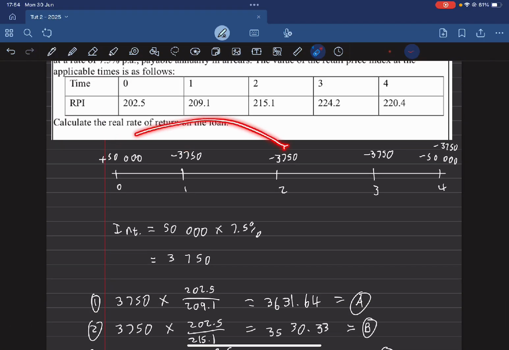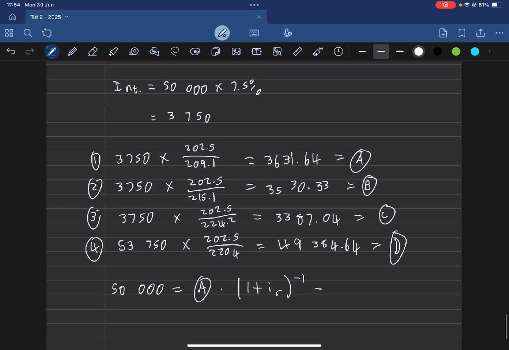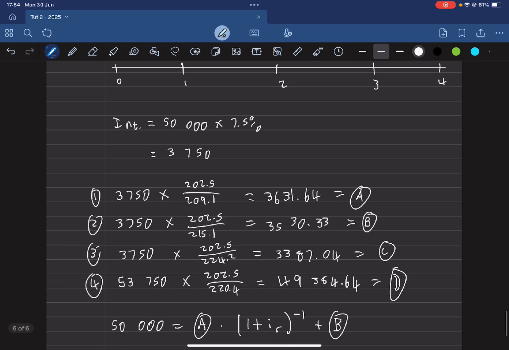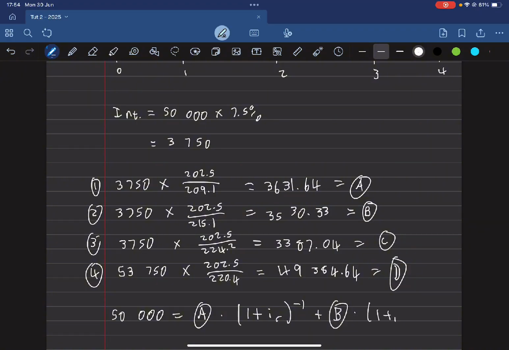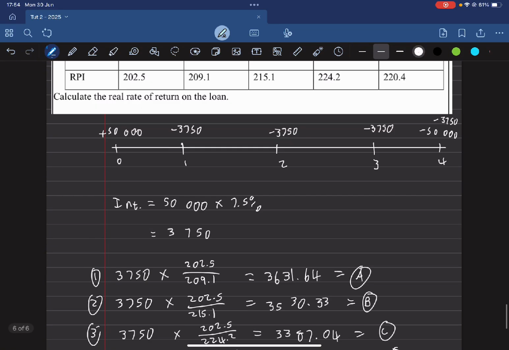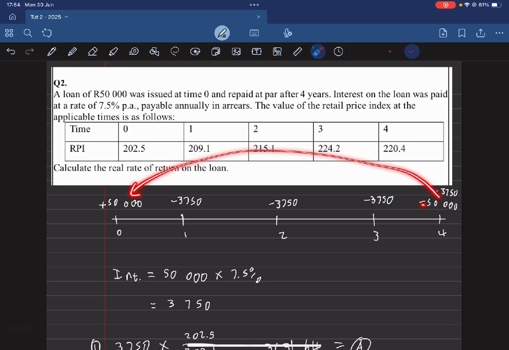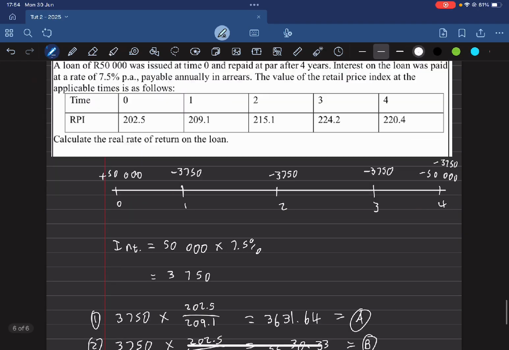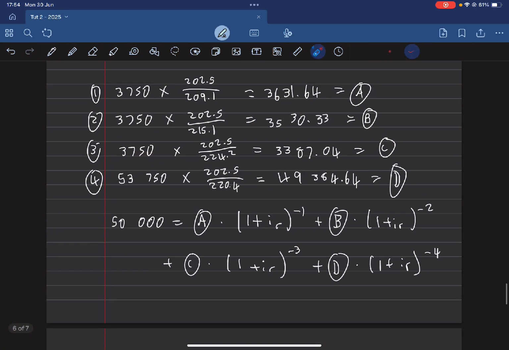Now with this one, we're going to have to discount it 2 years, so it'll be very similar. It'll be plus B, because that's the real value of this one, multiplied by 1 plus your real interest rate to the -2, plus C, multiplied by 1 plus i_R. We have to discount this one 3 years, plus D, multiplied by 1 plus i_R to the -4, because we're discounting both of these 4 years: 1, 2, 3, 4. Cool. So this is our equation of value. And now we just need to solve for i_R in this.